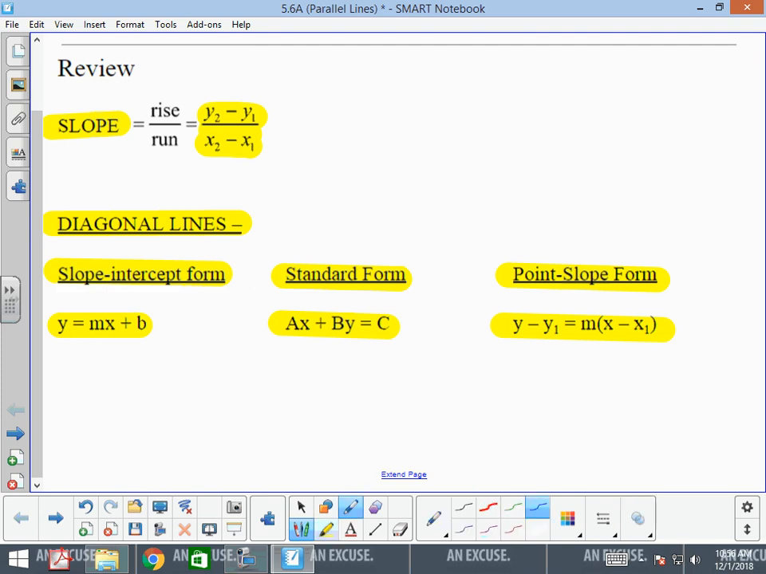Now, we usually only use point-slope form when we don't have the y-intercept, or we're given a random ordered pair and the slope. Standard form, we never start off with. We usually start off with slope-intercept form or point-slope form to put it in standard form. And slope-intercept form is only used when we're given the slope and the y-intercept. I worked my way backwards on that one. So those are diagonal lines.